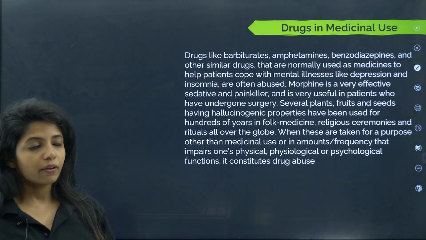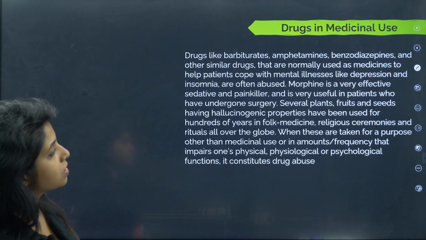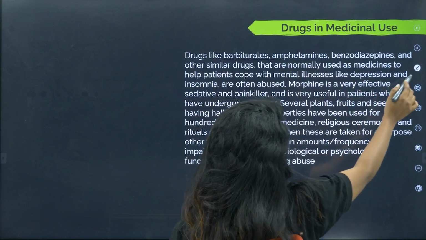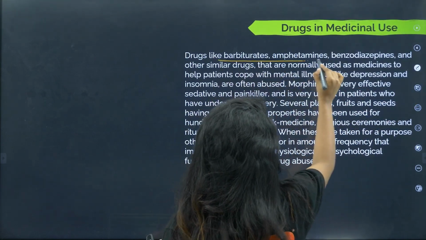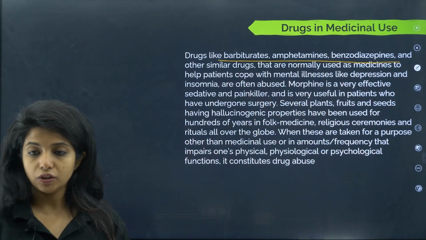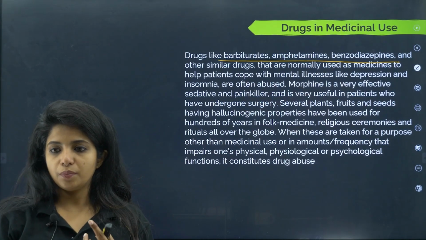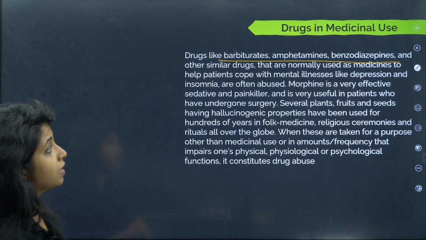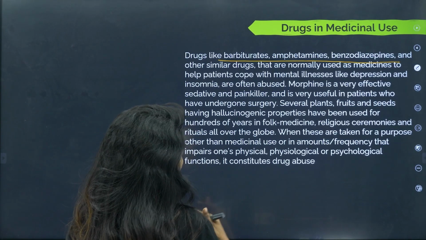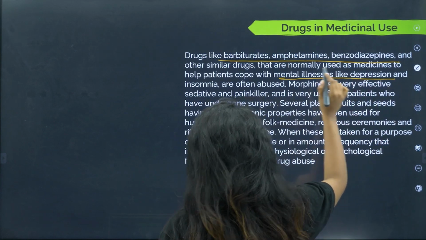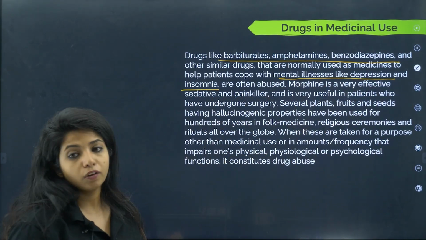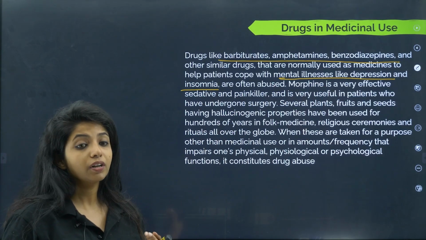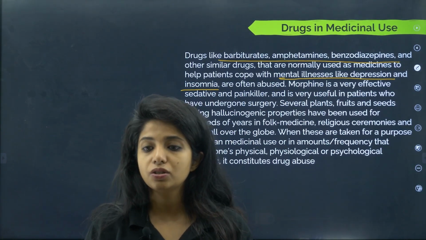Now going ahead, what do we have? Drugs like barbiturates, amphetamines, benzodiazepines. You have to remember it like this only. I do not have a perfect separate slide for any of these. These are drugs in medical use, normally used as medicines to help patients cope with mental illness like depression and insomnia. When you are not able to sleep or when you are depressed, and people ask for clinical attention, they are given these drugs.